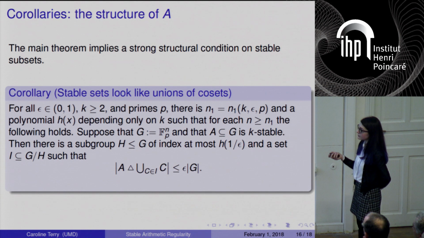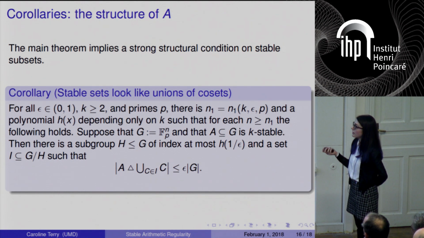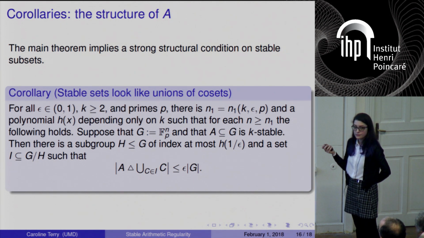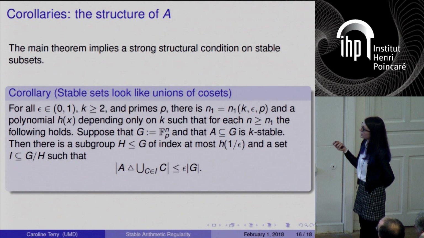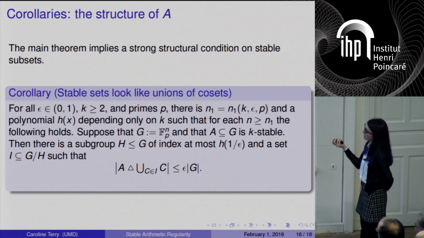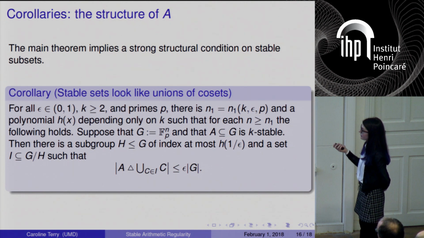I of cosets of the subgroup, so that A is approximately a union of cosets of the group H. In particular, I've got this set of cosets I, and this quantity here is the union of the cosets from I, and this is saying the symmetric difference of A with that union of cosets is at most epsilon times |G|. So up to this epsilon error, A is just a union of cosets of H. And that's a direct corollary of the previous regularity lemma.